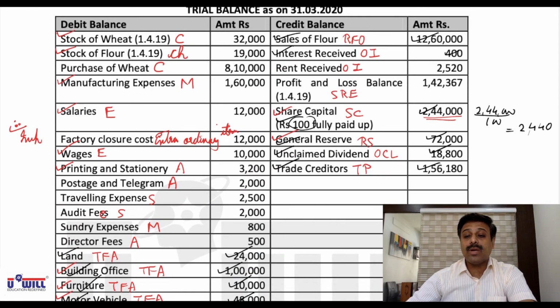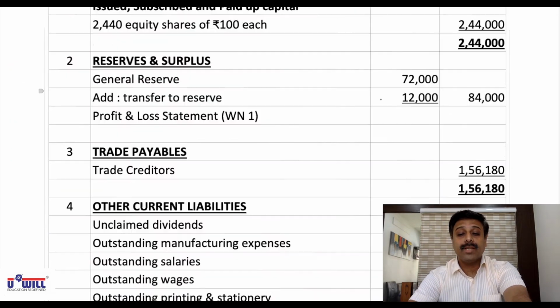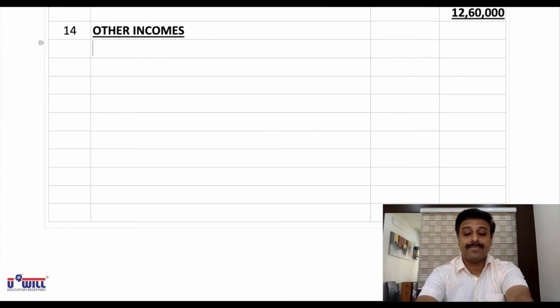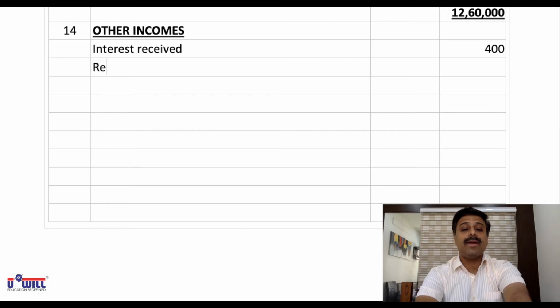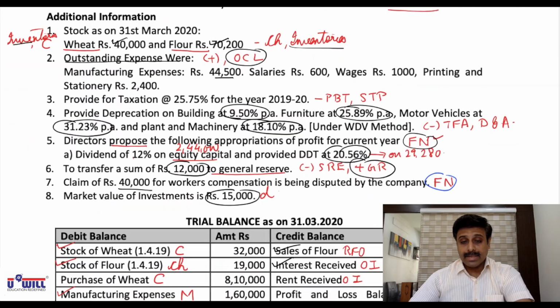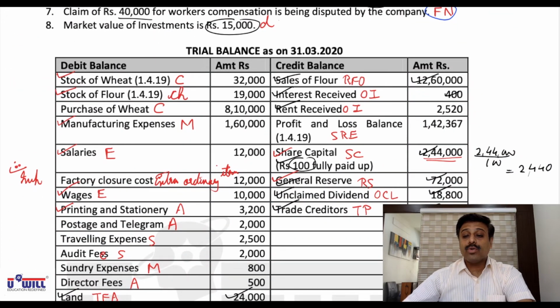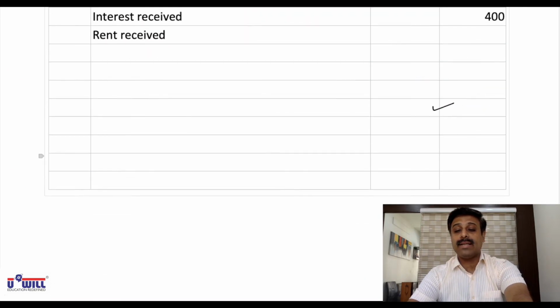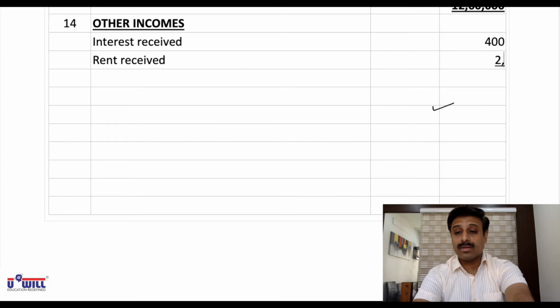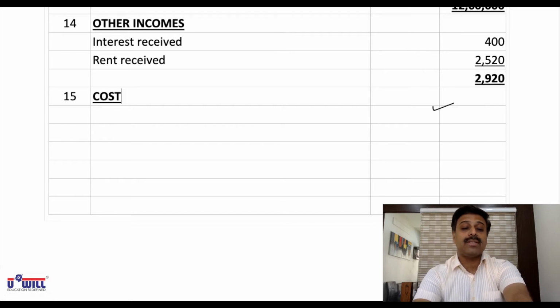In other incomes, we have interest received 400. Interest received 400. Then rent received, that is 2,520. Rent received is 2,520. No other incomes are there. Total will come to 2,920. Then after other incomes, we have cost of materials consumed.